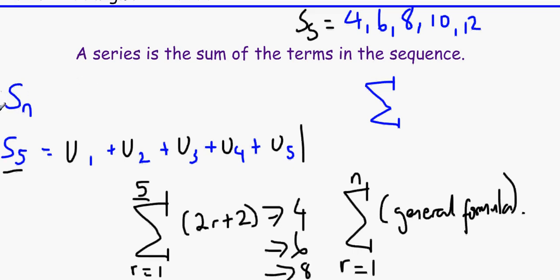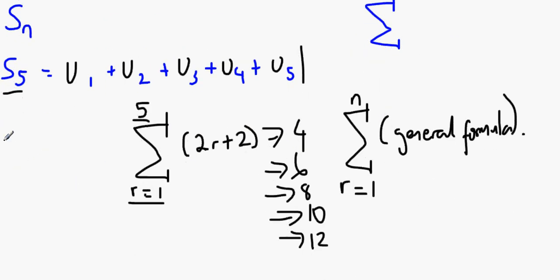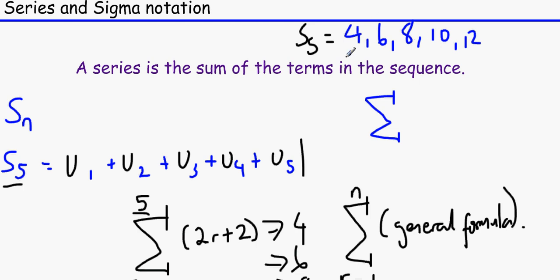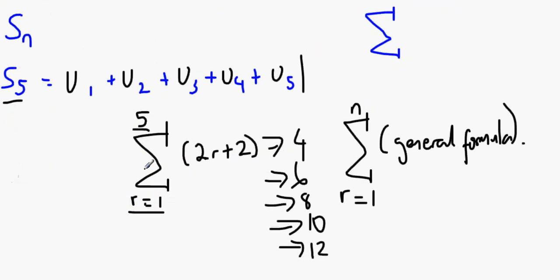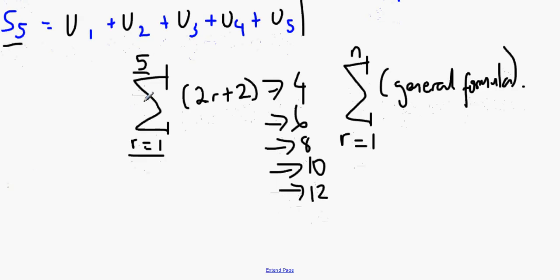In the exam, they may not even give you this sequence to formulate this sigma. So you might have to do it the other way around. You might have to use the summation and the sigma notation to actually build up the sequence, and then you can add it.